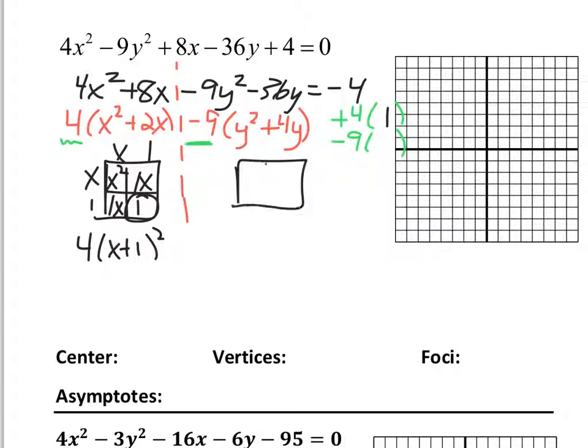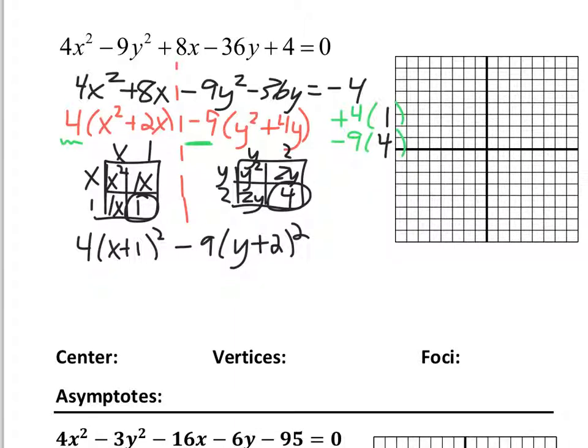Then y squared split in half. So minus 9 times y plus 2 squared. What do I need to add? 4. Okay, equals -4 plus 4 is 0, and then we get -36. And now we need to get it equal to 1, so I'm going to divide everything by -36, which is going to flip the order of things.